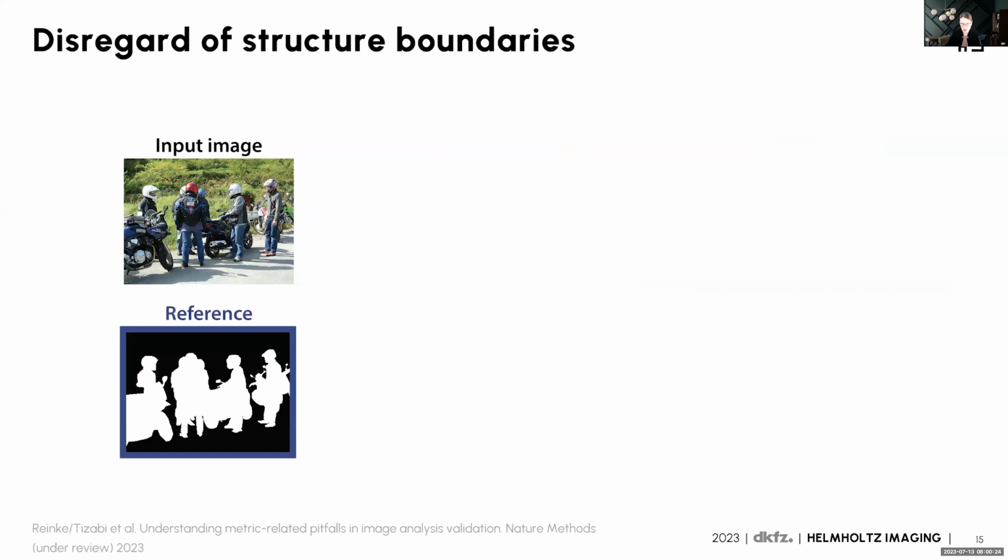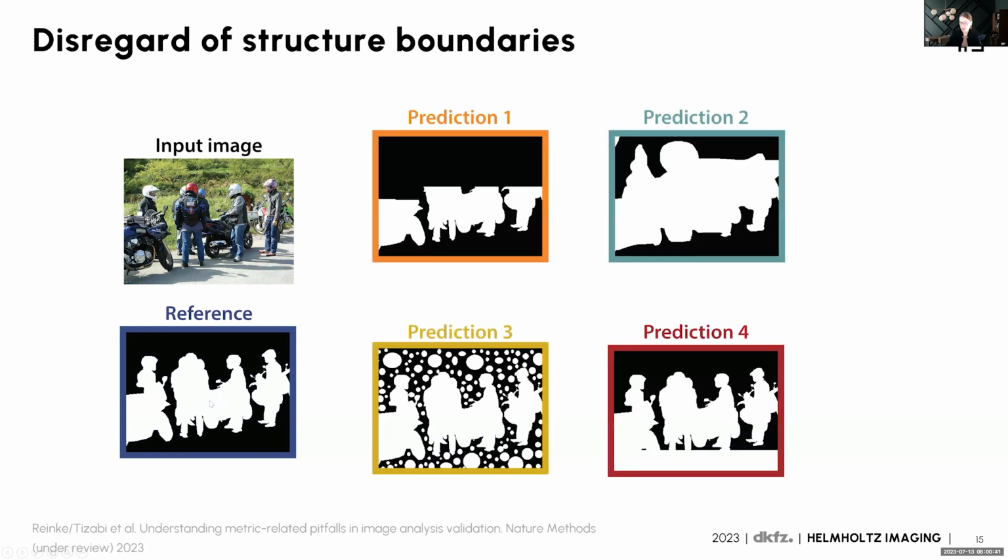One final example: sometimes we also want to have exact boundaries of something. So here we have a scene of bikers, and we want to do a binary segmentation like you see in this reference. And we want to make sure that our boundaries are actually good. So we have 4 potential algorithms, and I think we would all agree that not all of them are of the same quality. I don't know what happened to prediction 3.